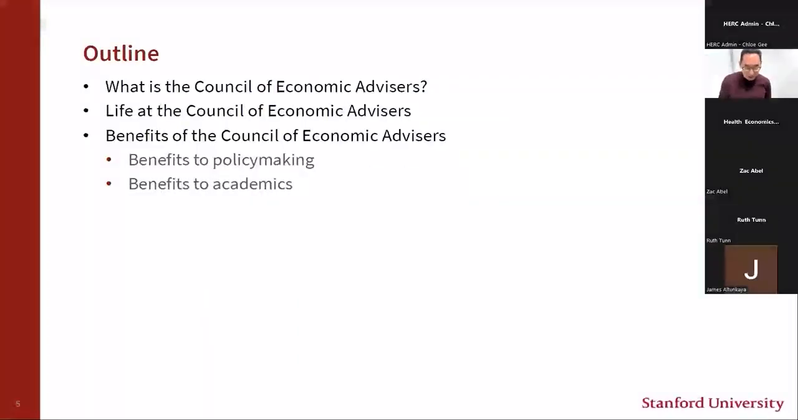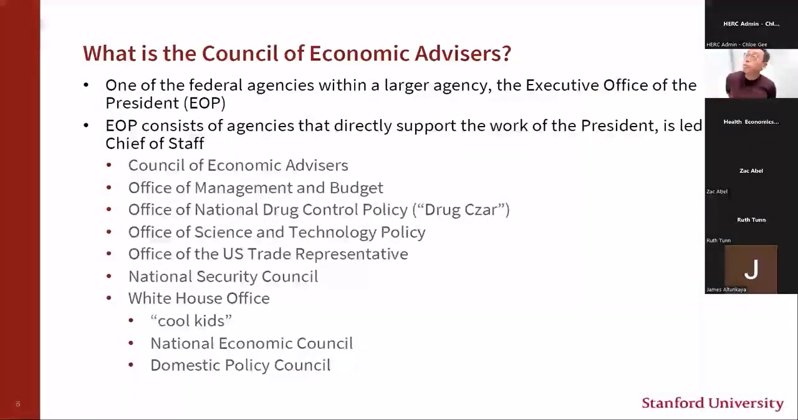All right, so let's talk about it real quick here. What's the Council of Economic Advisors? It's a federal agency within a broader, larger federal agency. The larger federal agency is the Executive Office of the President. The Executive Office of the President is all the agencies that directly support the work of the President of the United States. It's led by the President's Chief of Staff. And that includes the Council of Economic Advisors.